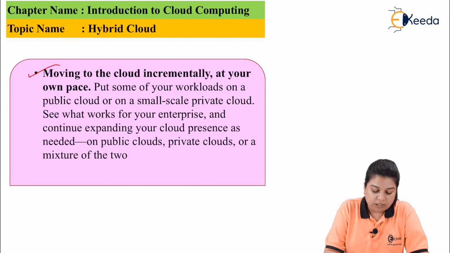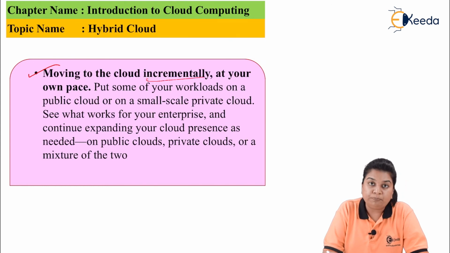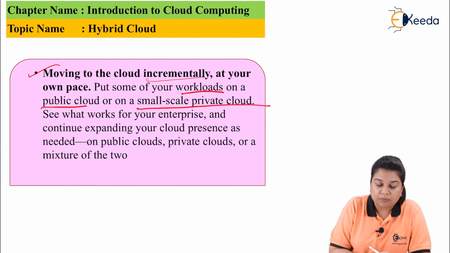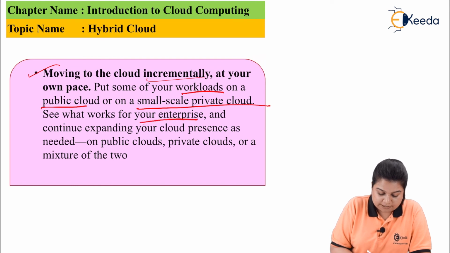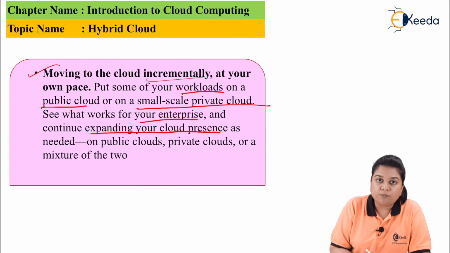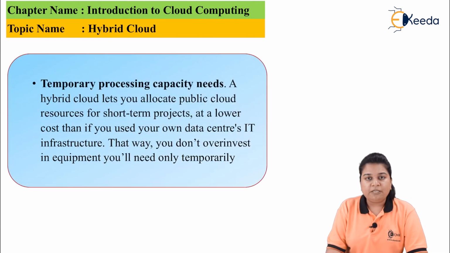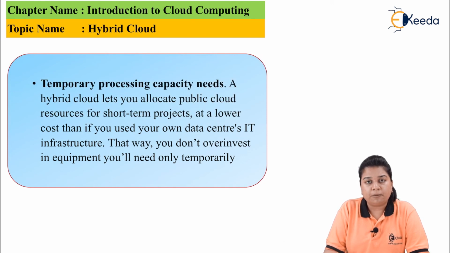Next is moving to the cloud incrementally at your own pace. At your own pace means the pace of the company or the pace of the organization. Put some of your workloads on a public cloud or on a small scale private cloud. See what works for the enterprise and continue expanding your cloud presence as needed, on public clouds, private clouds or a mixture of the two. That means you have to check whether your data is secure or your need is fulfilled within the public cloud itself, or you need a private cloud, or you need a combination of both the public and the private cloud.